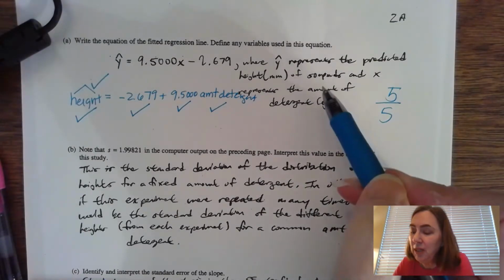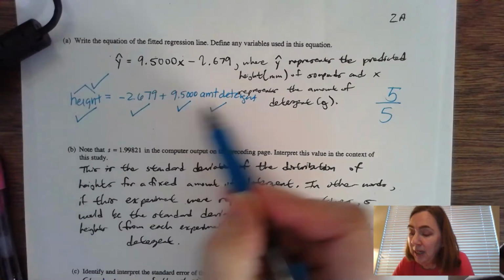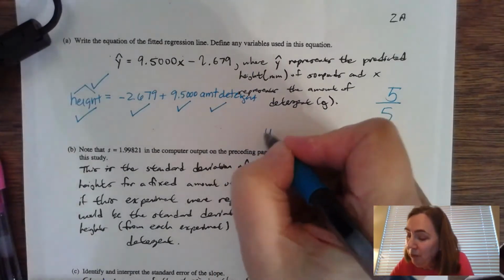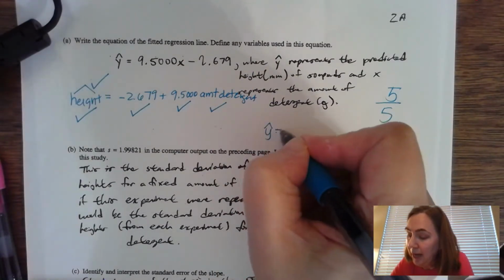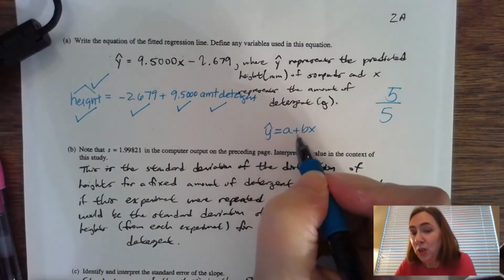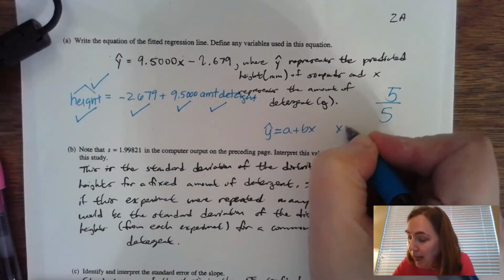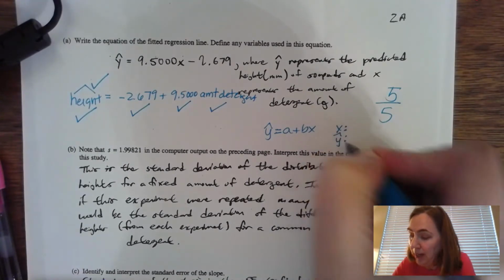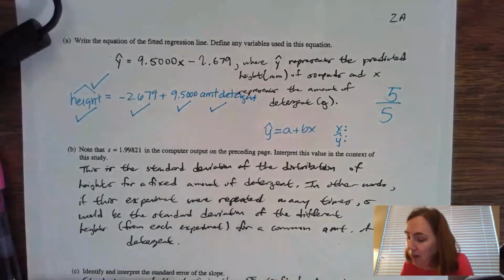It's just a little bit different. This is going to give you full credit. Remember, there is a formula on the formula chart: y hat is equal to a plus bx. So if you write it in terms of x's and y's, you are obligated to make sure you explain what y and x are going to be. All right, so 5 out of 5.